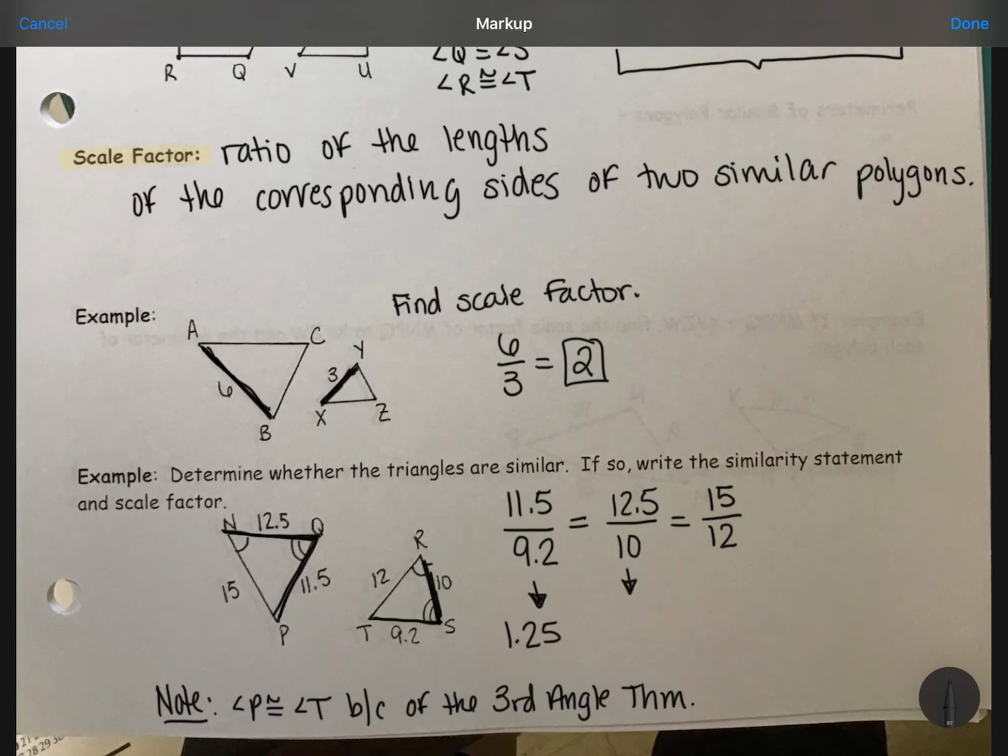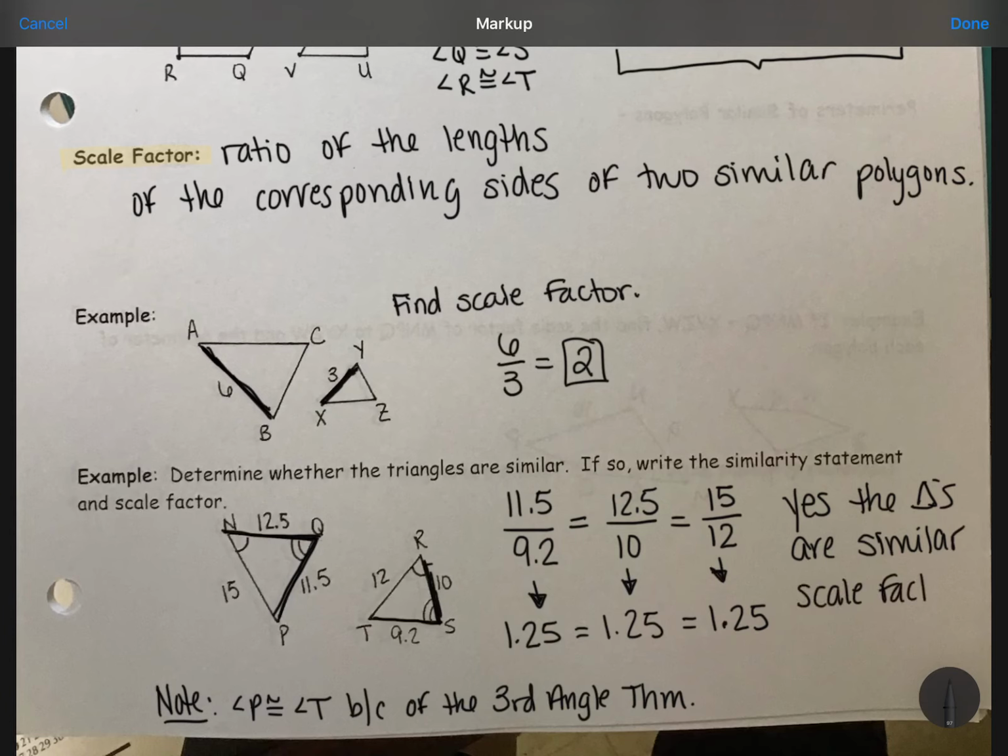Do the same thing for each of these. That's also 1.25. And this one is also 1.25. As long as they're all the same, then they are proportional. And that is my scale factor as well. So yes, the triangles are similar. And the scale factor equals 1.25. And then it tells me, if so, write a similarity statement.